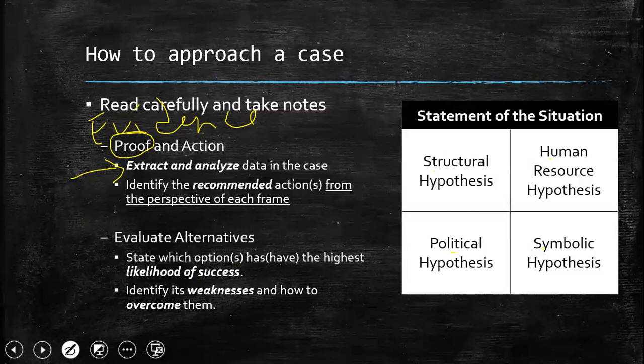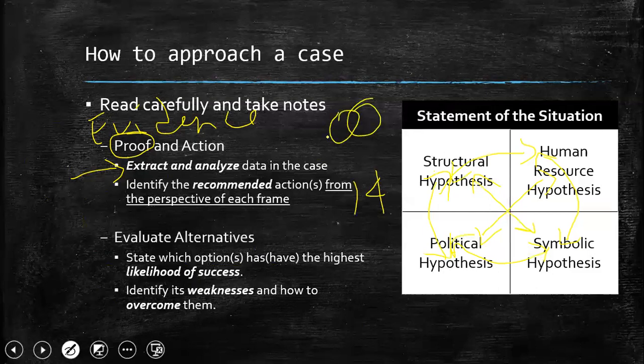Although you always want to try to balance them out, because these don't happen in a vacuum, right? The structural relates to human resource, which relates to symbolic, which relates to political, which relates to structural. And you can do it this way as well, right? They all relate to one another, and all the arrows go in every direction. So think about how all these frames are interacting, but try to identify recommended actions from the perspective of each frame. So you would have a maximum of 4 recommended actions, and there might be some overlap.